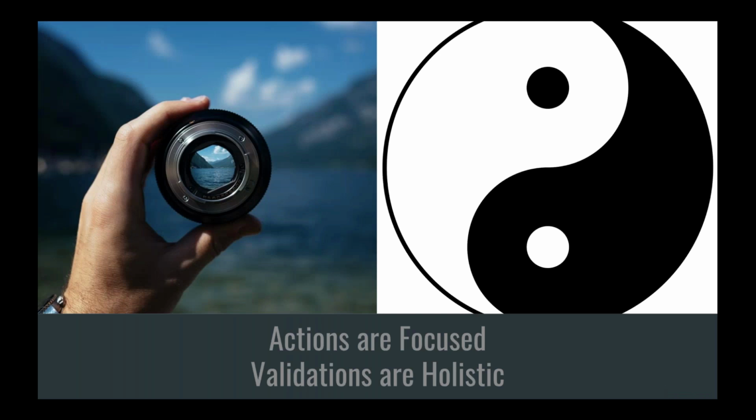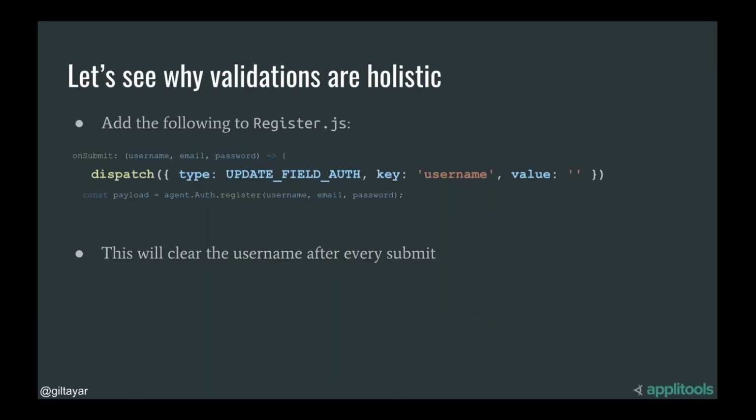And the problem here, if we want to understand, is that actions are focused. Click this, do that, whatever. But validations on a big web app, on a map, are holistic. We need to check the whole page. That is why focused actions can be solved with page objects, but validations are problematic because they need to check everything. And to understand why validations are holistic, let's add a bug to our code.